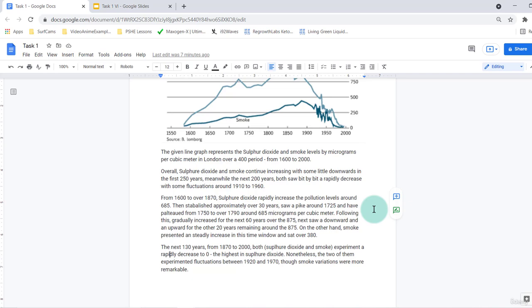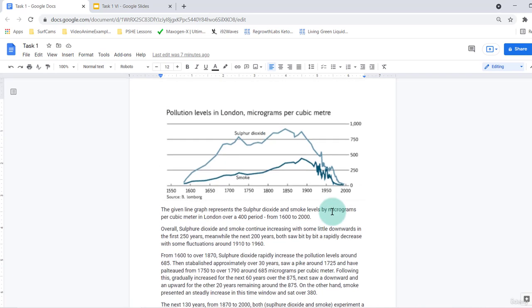From 1600 to over 1870, sulfur dioxide rapidly increased the pollution levels around 685. Then stabilised approximately over 30 years, saw a pike around 1725 and have plateaued from 1750 to over 1790, around 685 micrograms per cubic metre.